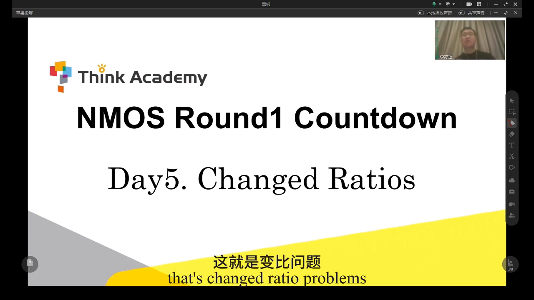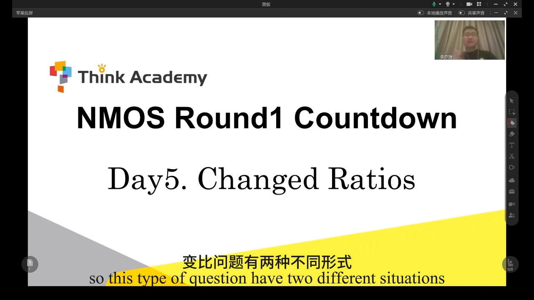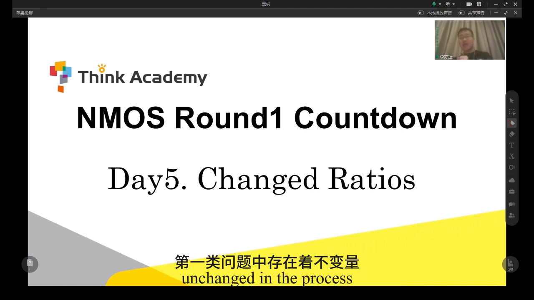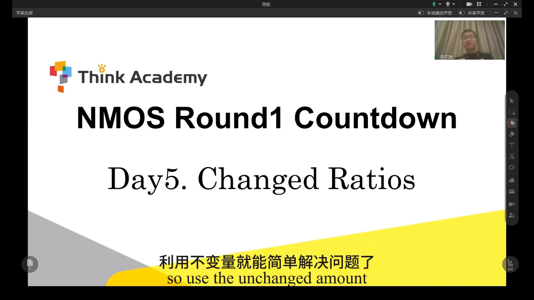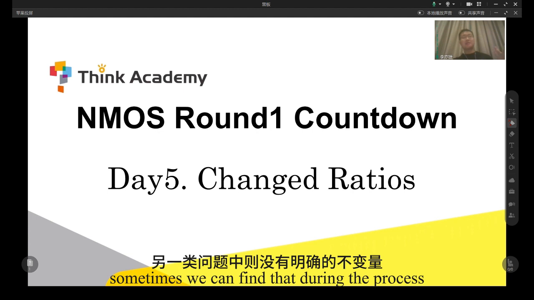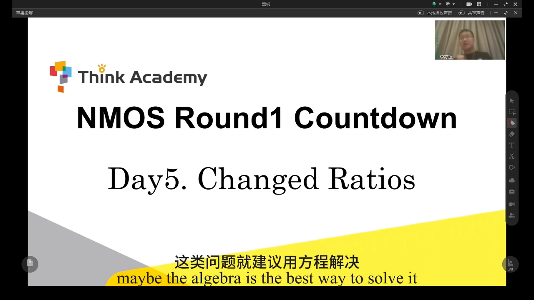That's change ratio problems. This type of question has two different situations. The first one is that we can find some amount that remains unchanged in the process. If there is an unchanged amount, we can easily solve the problem. But in other cases, sometimes during the process, everything has changed. There is no unchanged amount. In that case, maybe algebra is the best way to solve it.